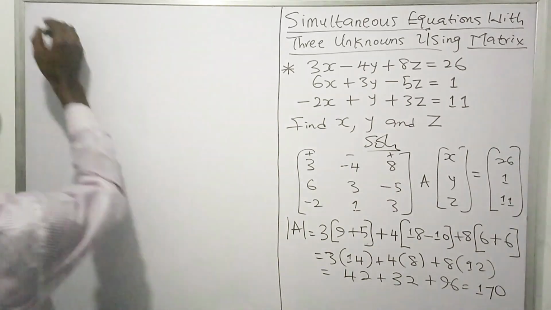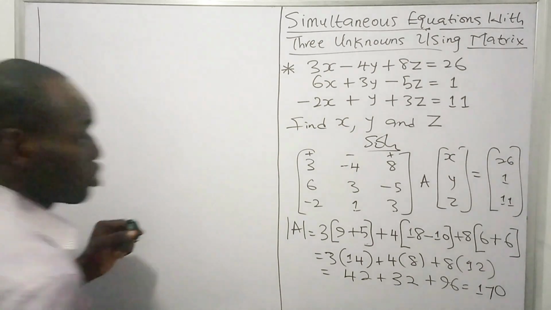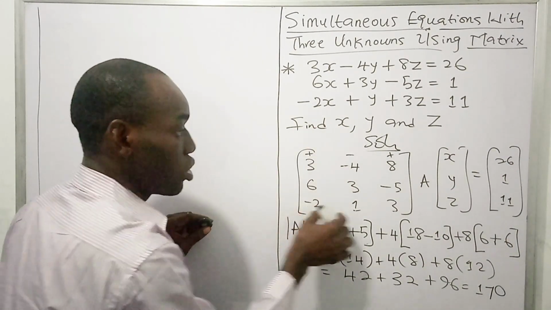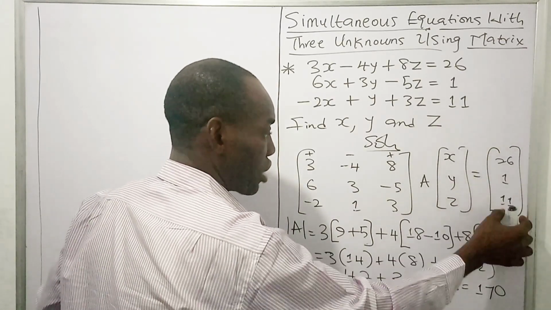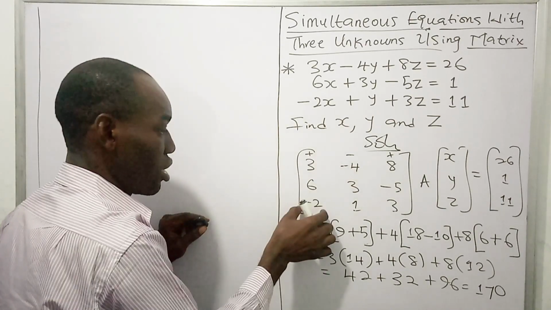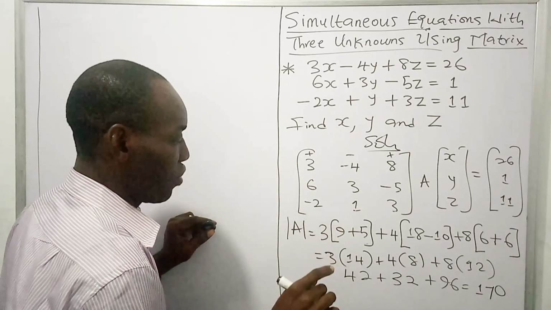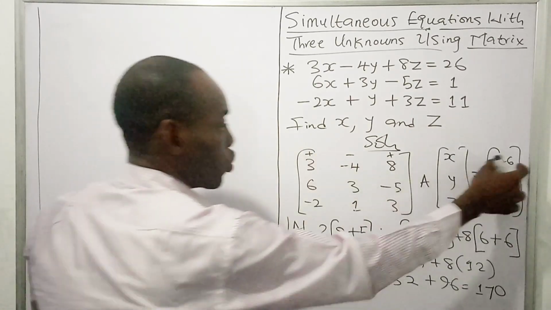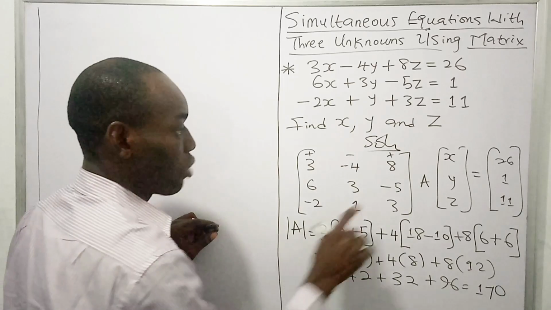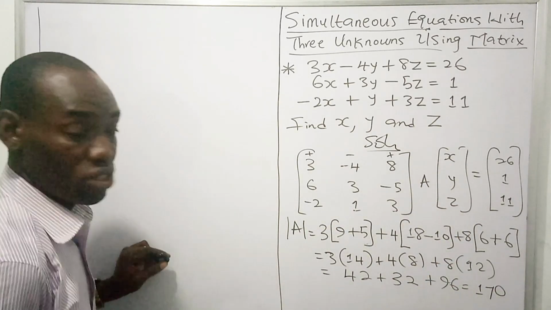Now to proceed, in order for us to get the value of x, we're going to replace the first column with the solutions, these are the answers, and find the determinant. After doing that, we divide that determinant by the determinant we got earlier, and that will give us the value of X. We repeat the same for Y and Z, and that gives us the solution for this simultaneous equation.